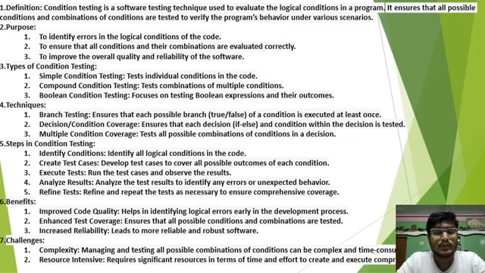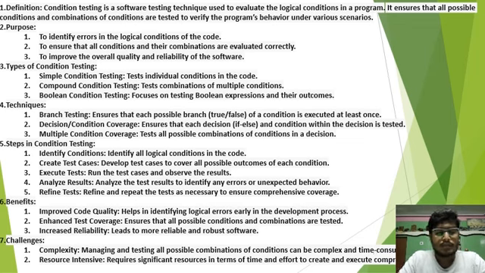Multiple condition coverage tests all possible combinations of conditions in a decision. And next, step 5: steps in condition testing. Identify all logical conditions in the code. Create test cases: develop test cases to cover all possible outcomes of each condition. Execute tests: run the test cases and observe the results. Analyze the test results to identify any errors or unexpected behaviors. Refine and repeat the test as necessary to ensure comprehensive coverage.